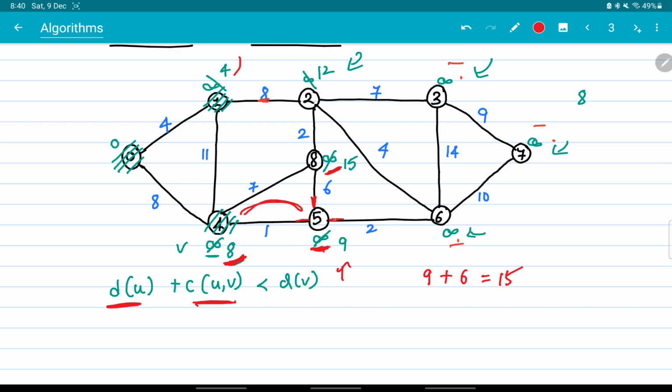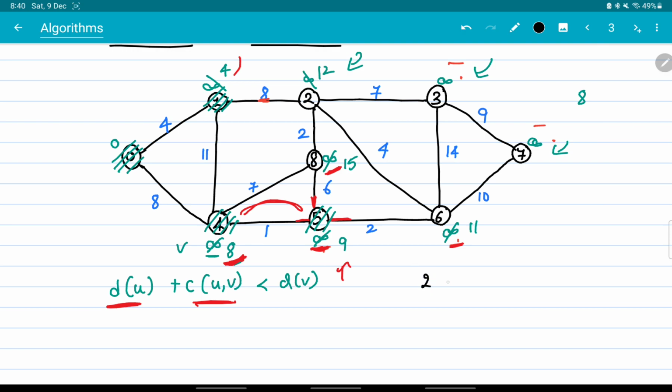Now let me go from 5 to 6. What is the distance of 5? The distance of 5 is 9. What is the cost of going from 5 to 6? The cost is 2. So 9 plus 2 is 11. Is 11 less than my distance of destination? What is the distance of 6? Distance of 6 is infinity. Is 11 less than infinity? Yes, it's less than infinity. So time to update. Cut infinity, put 11. Okay, done. Now we have visited the vertices. Now I'll cut 5. Now my 5 also becomes one of the visited nodes.